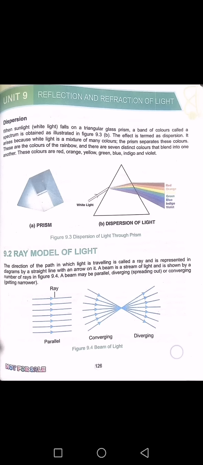A ray model of light. The direction of the path in which light is traveling is called a ray and is represented in diagrams by a straight line with an arrow on it. A beam is a stream of light and is shown by a number of rays in figure 9.4. A beam may be parallel, diverging, spreading out, or converging, getting narrow.